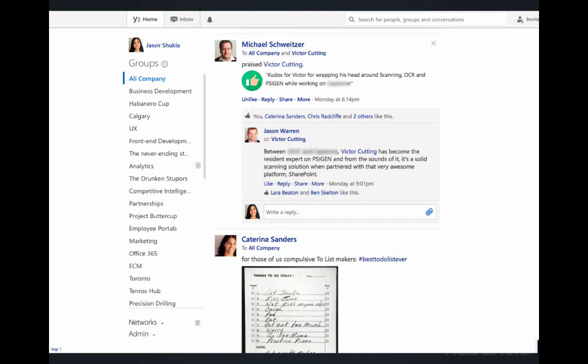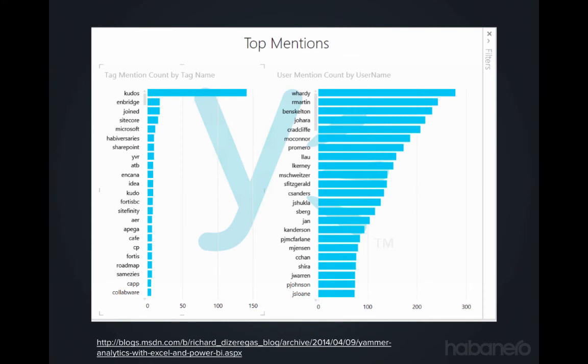When I export the data from Yammer, so you don't have to just use the dashboards that are out of the box, you can actually export that data and put it into another tool like Excel. And that's what this is here. It's a very crude export. It's showing you the top tags or topics, and you can see kudos, which is the vernacular that we use here at Habanero for recognizing people. It's by far the top tag or mention. So it's nice to see that related to engagement, kudos is a very strong correlation there.